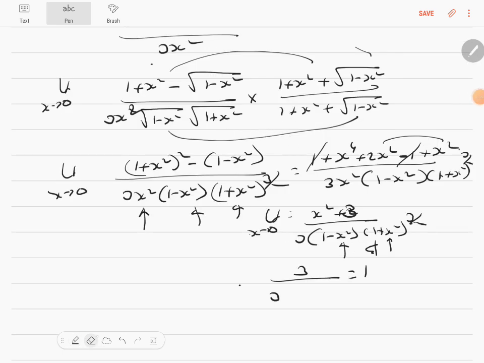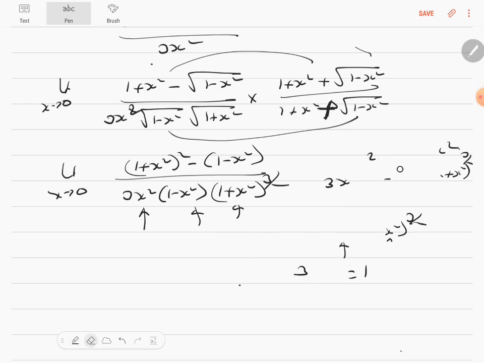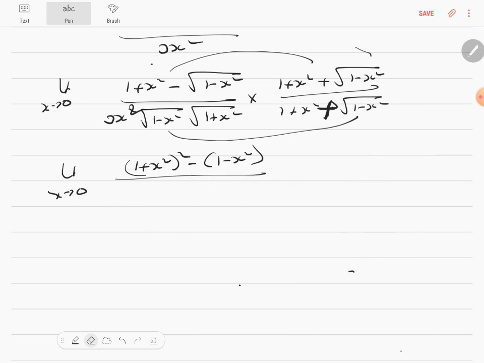If you see, there is an addition here. I missed this addition. Let me redo the sum for you. Okay, from here, this is wrong. After rationalizing, I made a mistake here. So then therefore it's 3x square into root of 1 minus x square into root of 1 plus x square into 1 plus x square plus root of 1 minus x square.